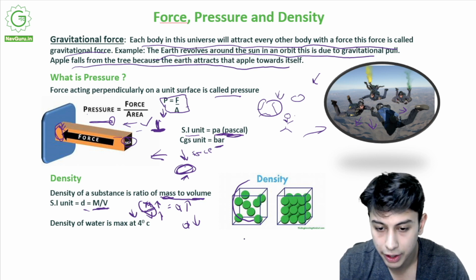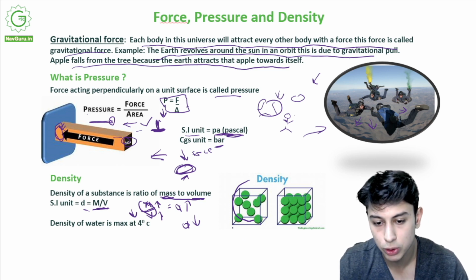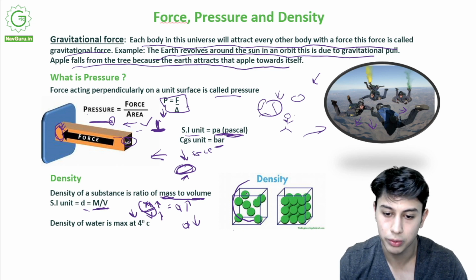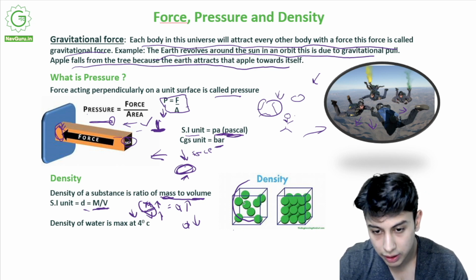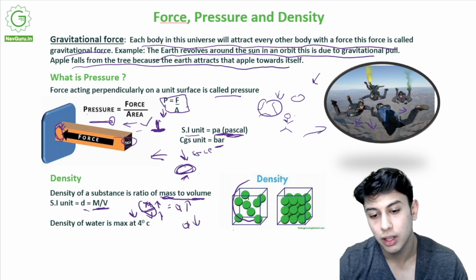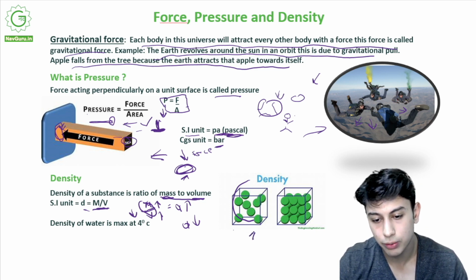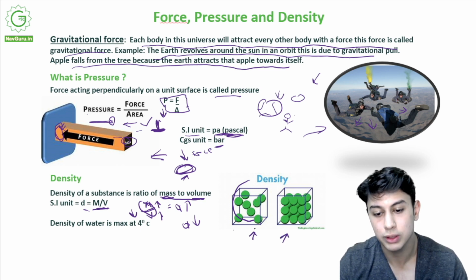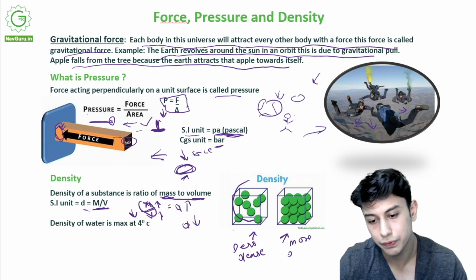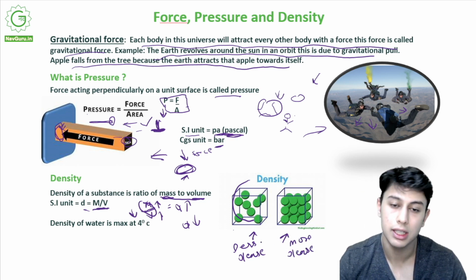Here you can see supposedly this cube, it is the volume, it shows volume. And these circles are molecules. Here we can see there are less number of molecules, here we can see there are more number of molecules. This is less dense, this is more dense. Solids are more dense.